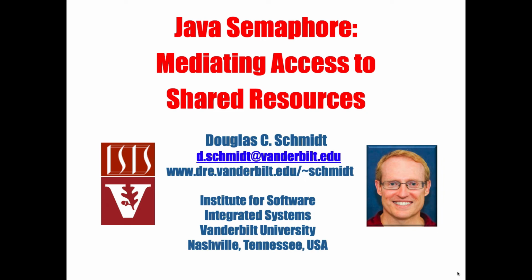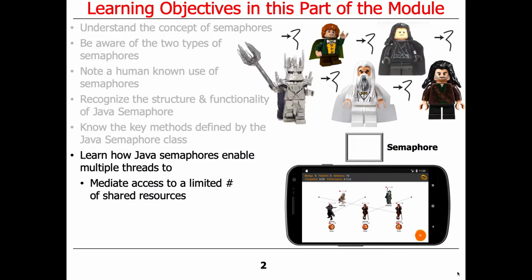So now we're going to talk about a couple of different examples of using semaphores, starting with one example that shows how to use the semaphore to mediate access to shared resources. This is basically a quick synopsis of the Palantir Manager program. And I was able to find Lego Lord of the Rings characters to illustrate and animate my example.